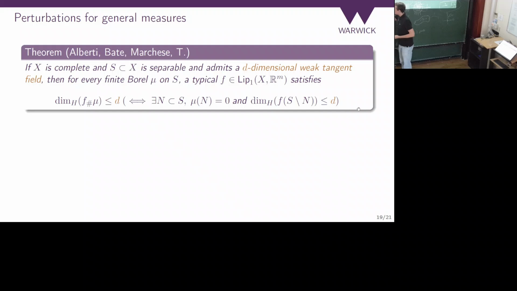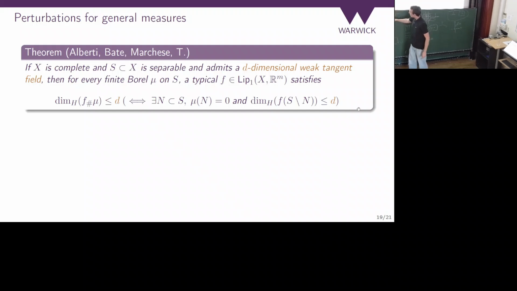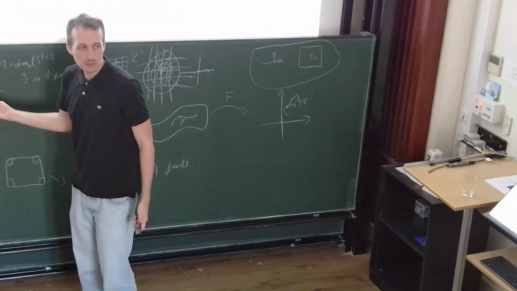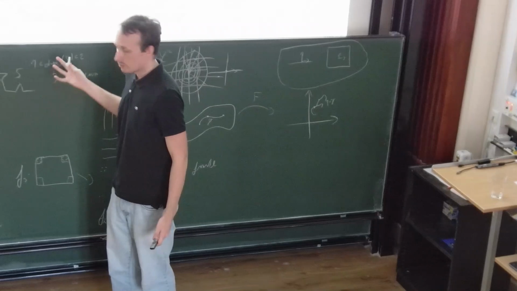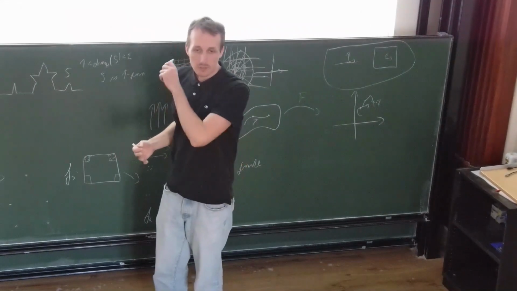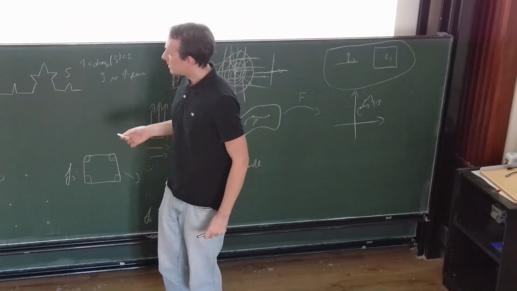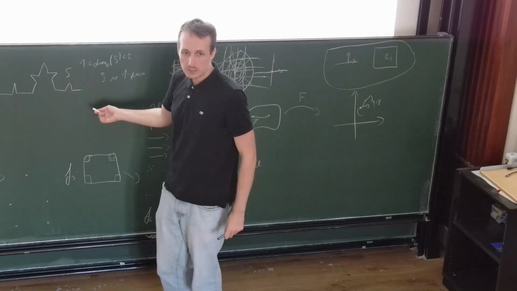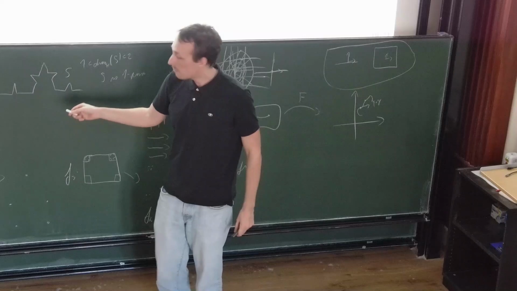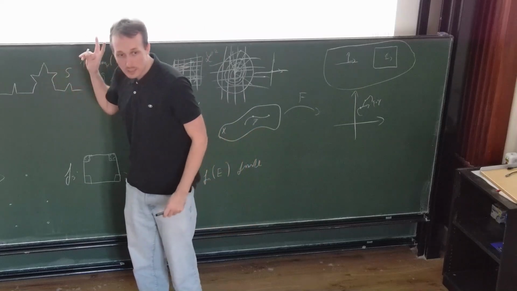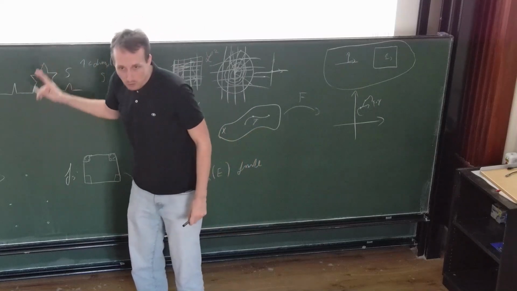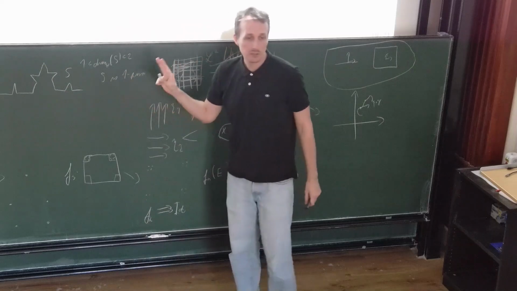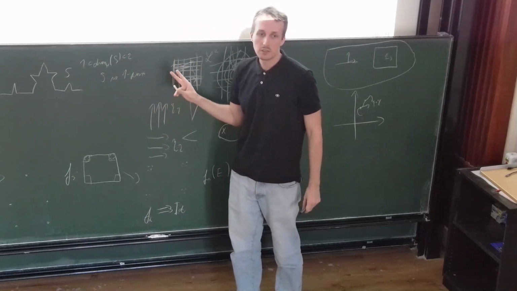The best one is the snowflake. So I know that a typical map cannot push forward the snowflake into something 0-dimensional because of what I just told you. However, this theorem tells you that you can give me your favorite Borel measure on the snowflake, it doesn't matter what it is. And then for a typical map F, I will be able to forget a null set, and all the rest of it will be mapped to something 0-dimensional.